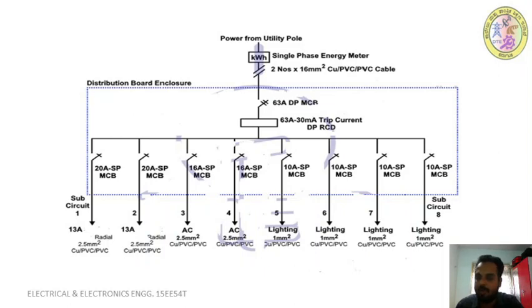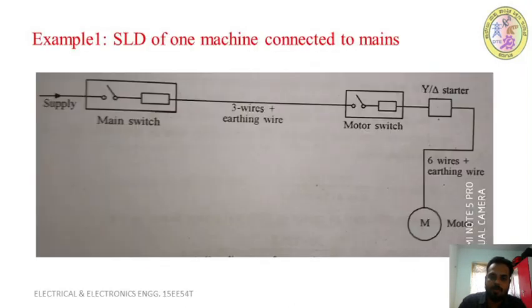Each sub circuit is provided with an individual MCB and SP switch, as shown here. Each motor is provided with an individual starter, and these are placed in the starter board of the individual machine. So this is an example of a single line diagram in the case of single phase supply. This is usually used in a small factory.